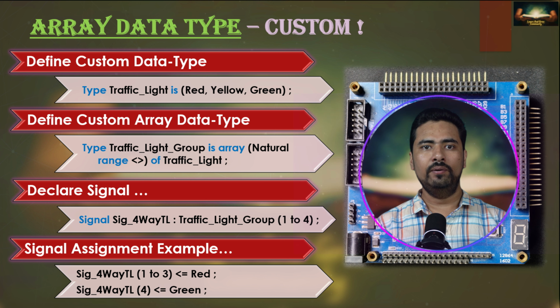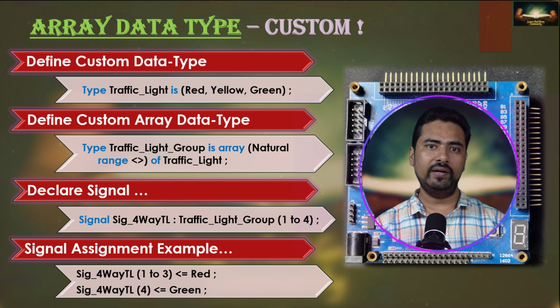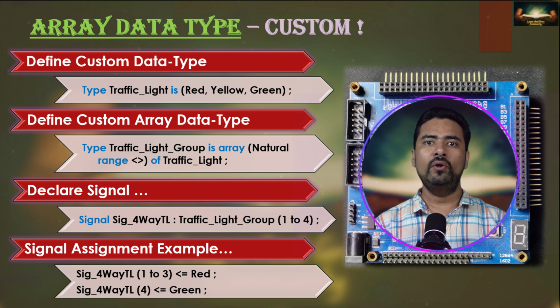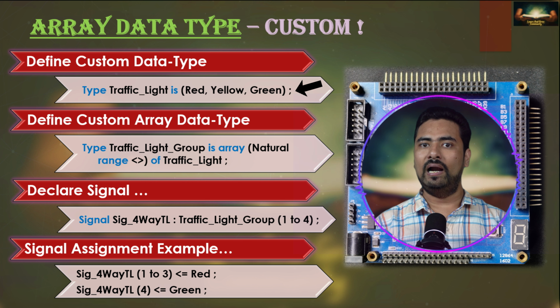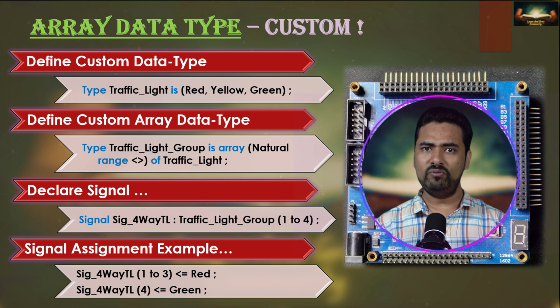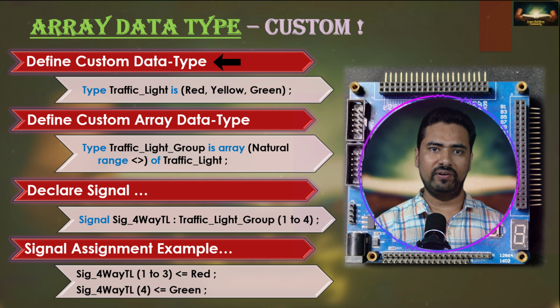like characters, booleans, and integers. Now, in this example, we are creating our own array data types, which use a custom data type which we have created for our traffic light project. So this will be followed in 4 steps. Number 1, we will create a simple enumerated data type for our traffic light.